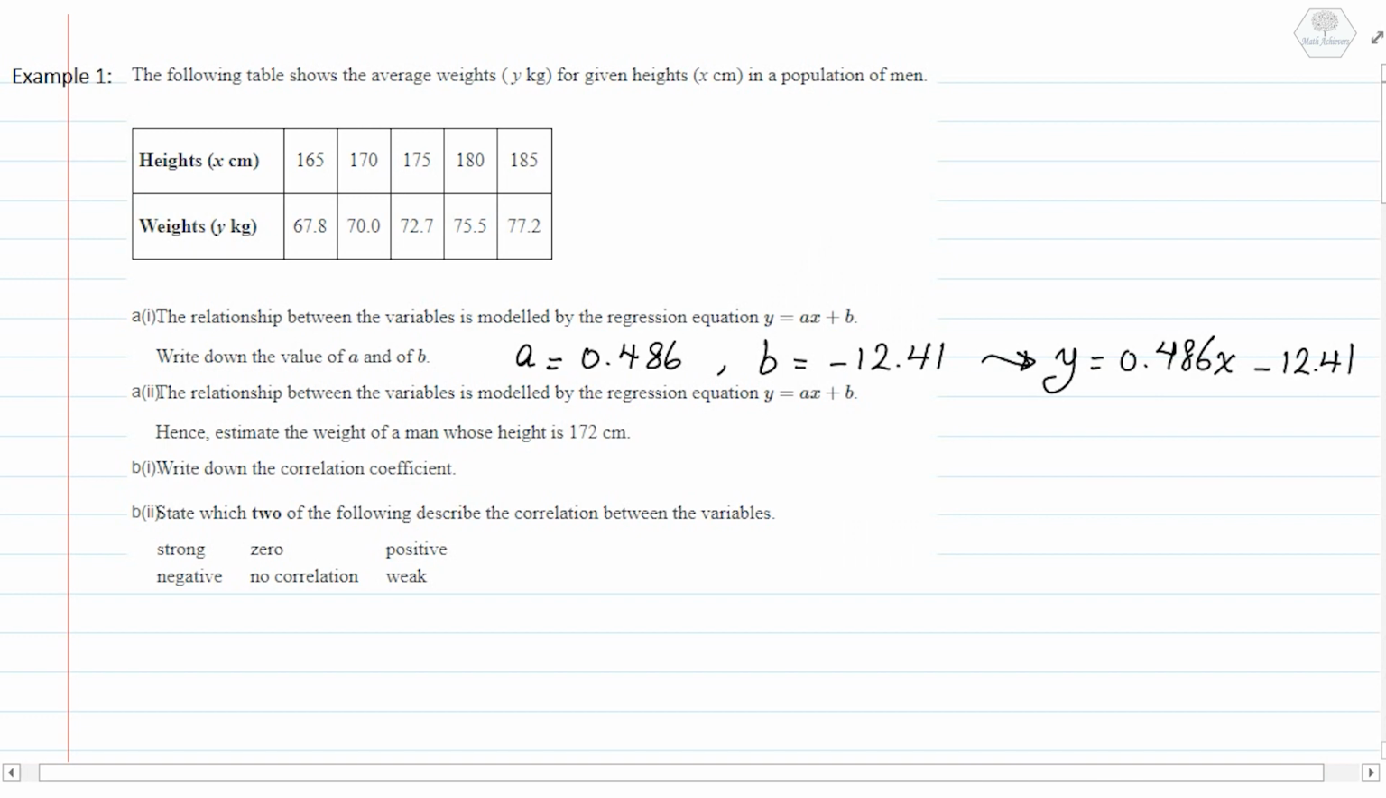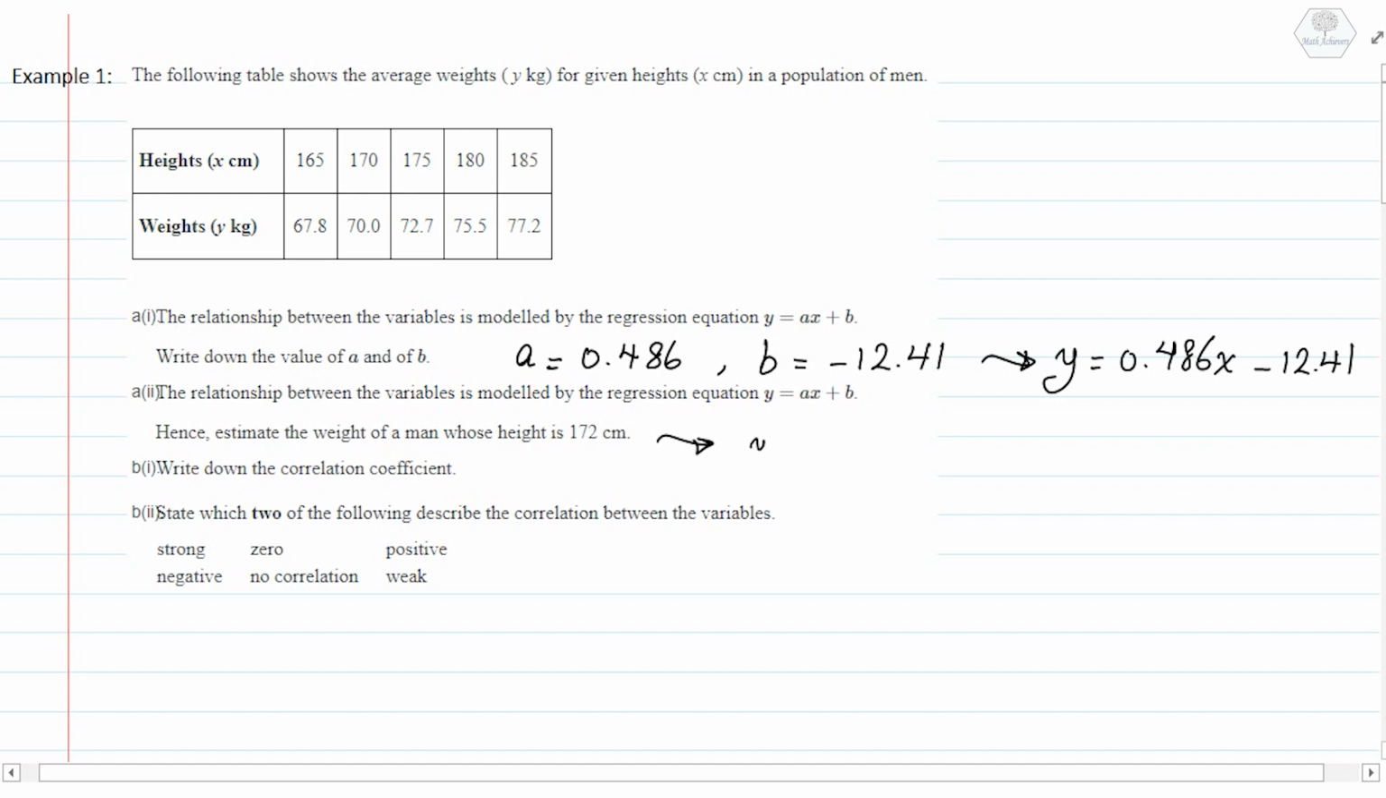Part A, section II, the relationship between the variables is modeled by the line which we found. Hence, estimate the weight of a man whose height is 172 centimeters. We found the line for prediction purposes, because we don't have the data of a man who has a height of 172 to know his weight. So we needed our line. To find the weight of a man whose height is 172, we need to plug in this value instead of the x in our equation.